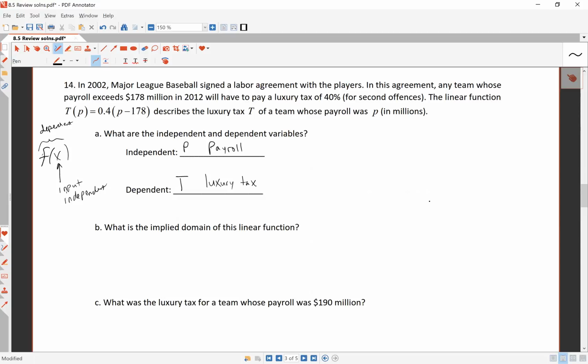The implied domain of this function, it wouldn't really make a difference. We wouldn't really want to say that P is 0 because we don't pay any luxury tax there. We only pay luxury tax if the payroll exceeds 178 million. So we would start getting something interesting if P is greater than 178.